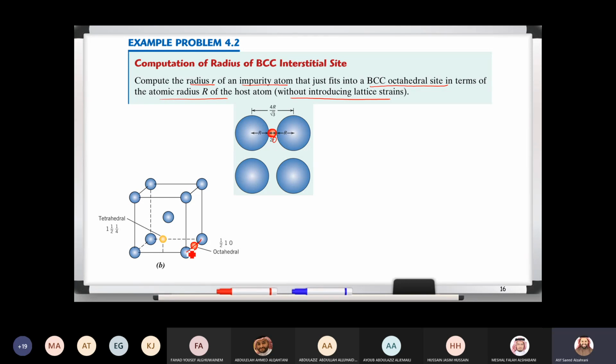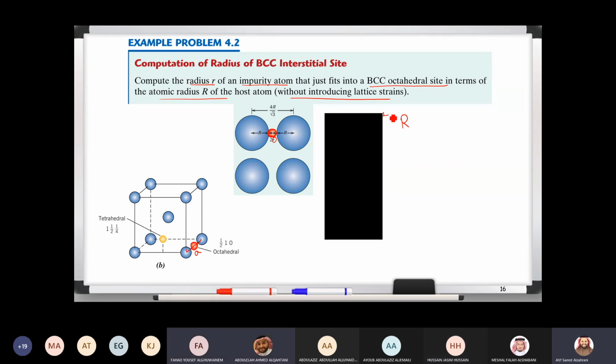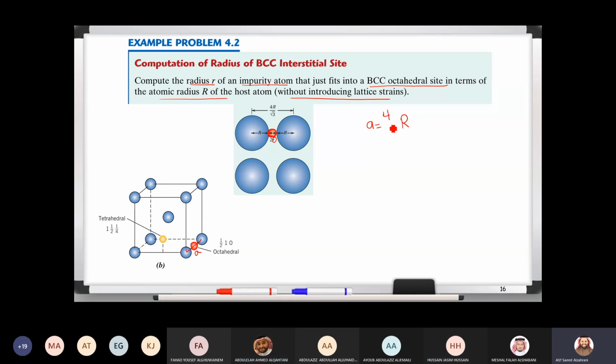So we know from previously that this is a, the edge length. And a for the BCC, do you remember, Shahab, what is the a for the BCC in terms of R? There's a relationship between a and R for a BCC. Yeah, 4 over square root of 3 R. This is the relationship. So this is relationship number 1.